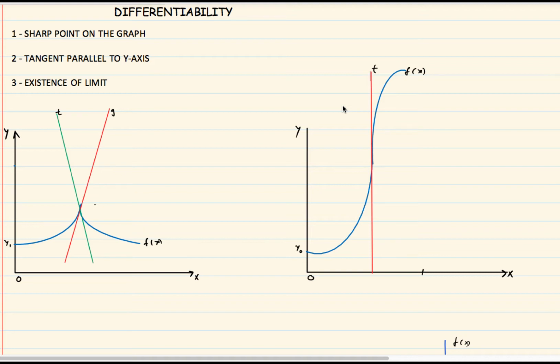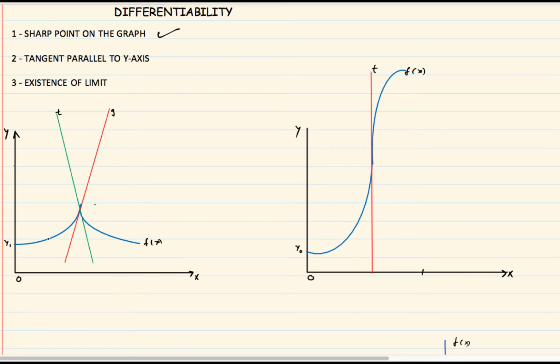So number one, the first indicator we have is a sharp point on the graph. Sharp point on the graph. What it means basically is that whenever you have a function in which it suddenly changes its behavior at a given point, that function is not differentiable.